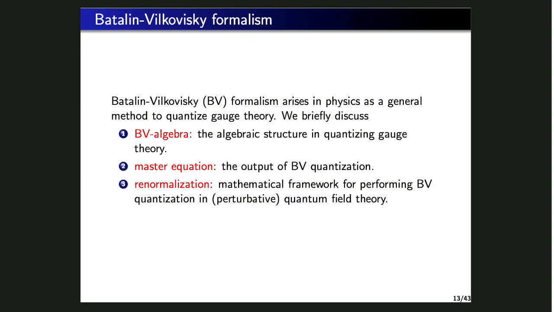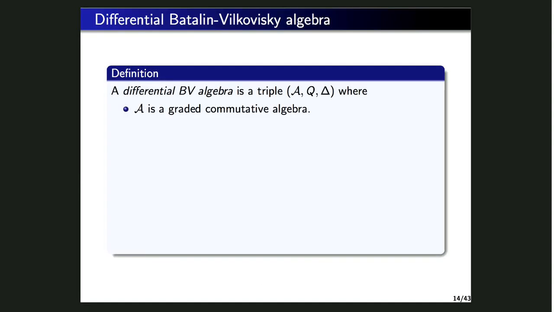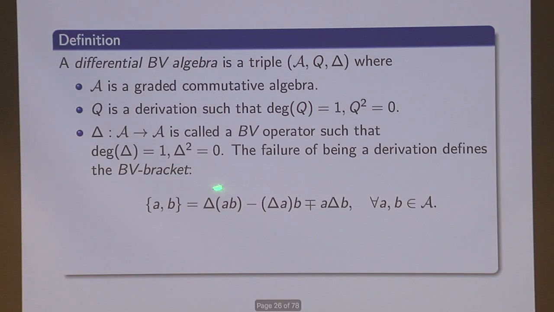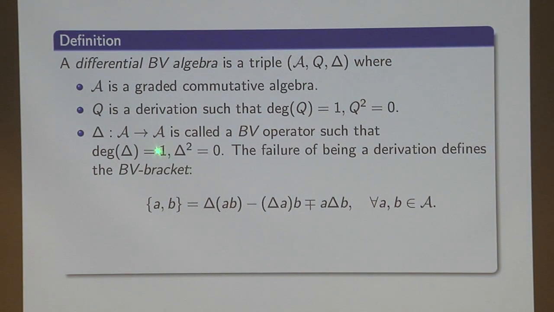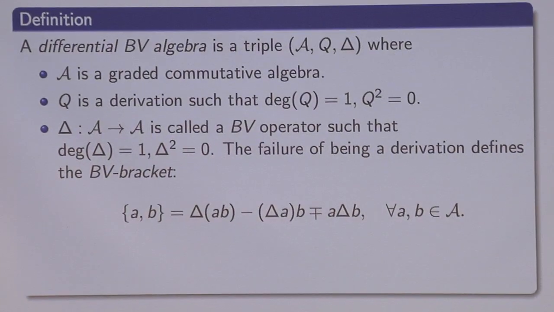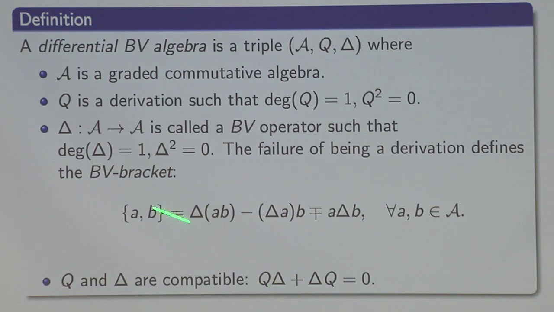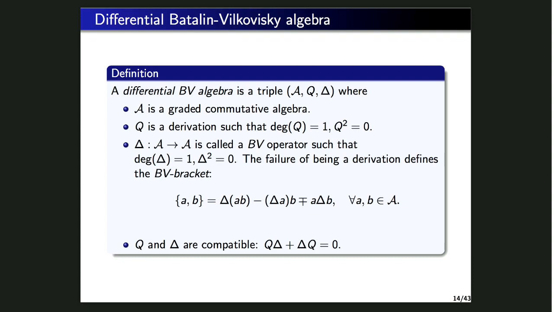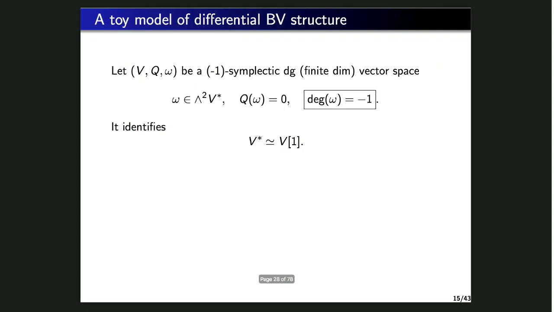So I will briefly explain these 3 points. Let me introduce some notions. A differential BV algebra is going to be a triple (A, Q, Δ), where A is a graded commutative algebra, and Q is a derivation, square 0, like a differential. Δ is called a BV operator, and again, it's a degree 1 operator, square 0, but it's not a derivation. The failure of this one being a derivation defines the so-called BV bracket. And finally, these two operators are compatible. We're going to call this data a differential BV algebra. I'll explain where this one comes from later on.